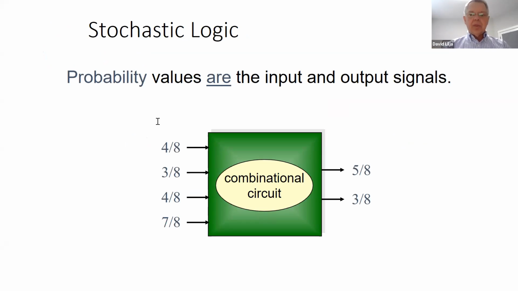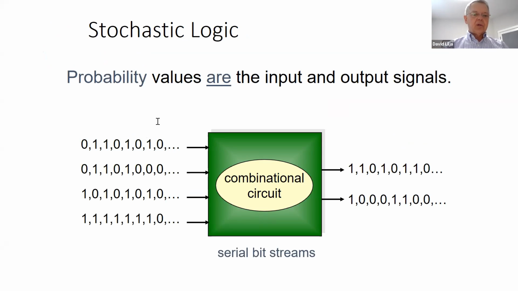Now, how do I come up with these probabilistic inputs? Well, we're going to think of this in terms of serial bit streams, where I have a series of 0s and 1s coming in, and the fraction of those 1s out of the total number of bits, that's the value I'm representing. So for instance, in the upper left corner, I have 0, 1, 1, 0, and so on. I have 4 1 bits out of a total of 8 bits. So I'm representing 4/8 or half. If I go down to the lower left, I've got 7 1 bits out of 8 bits, so I'm representing 7/8.